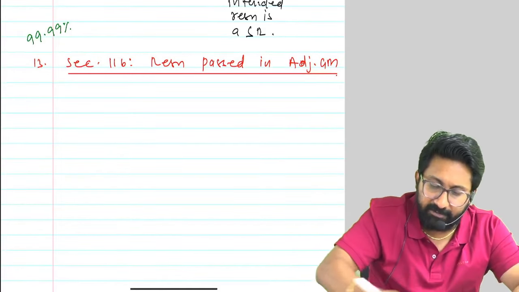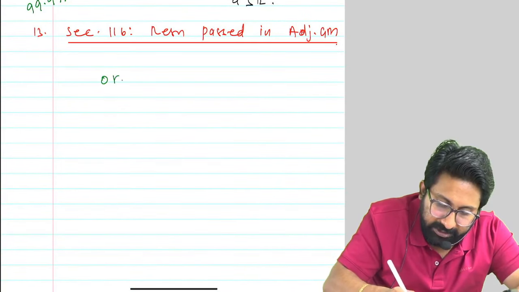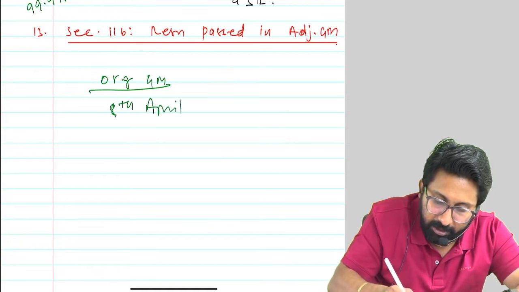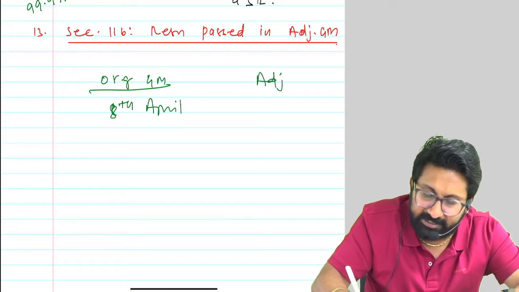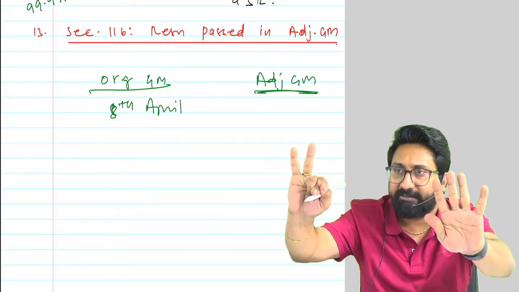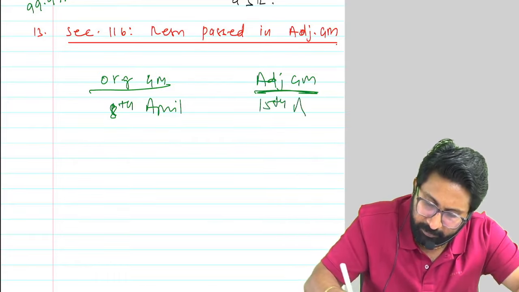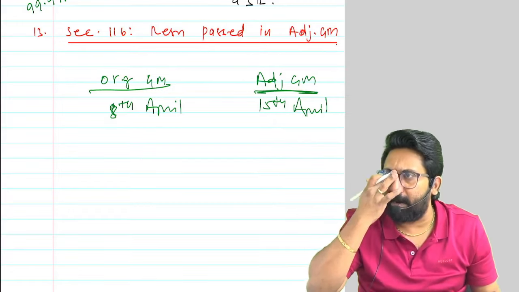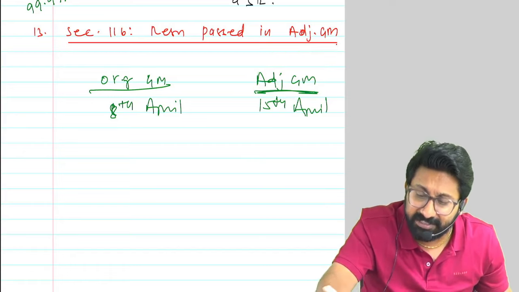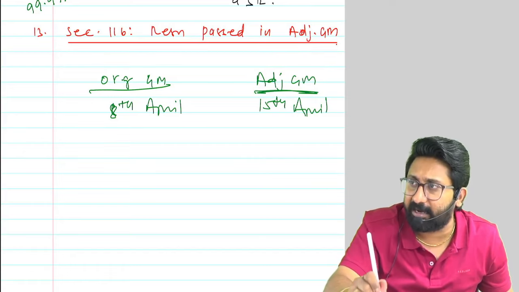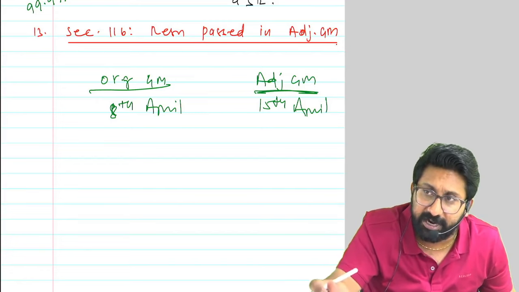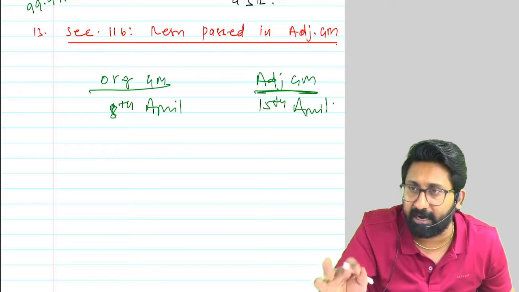Now tell me. I will give one example. Original general meeting held on 8th April. On 8th April, the quorum is not there. 9th, 10th, 11th, 12th, 13th, 14th, 15th: 7 days after, 15th April, I conducted the adjourned general meeting. Up to here understood? On which date? 15th of April I conducted the adjourned general meeting.